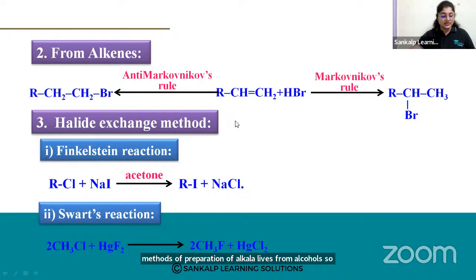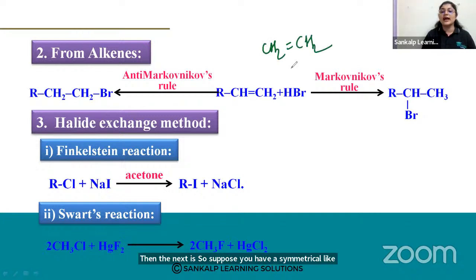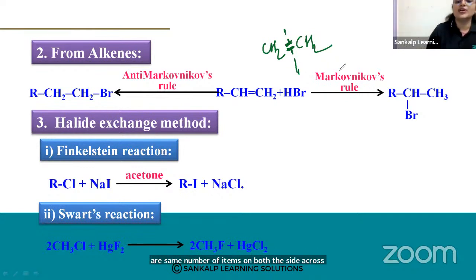Then the next is from alkenes. Suppose you have a symmetrical alkene. Whenever you have a symmetrical alkene, the addition across the double bond takes place. Symmetrical means that when you divide it at the double bond, there are the same number of atoms on both sides across the double bond. This is called symmetrical alkenes.